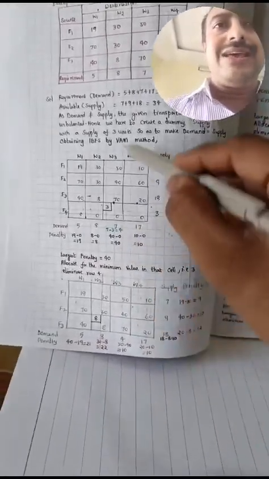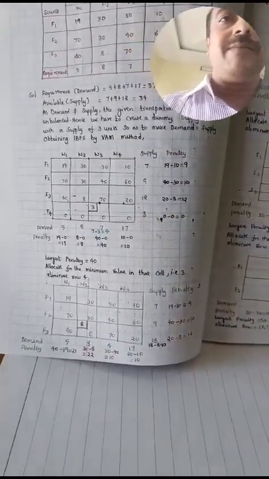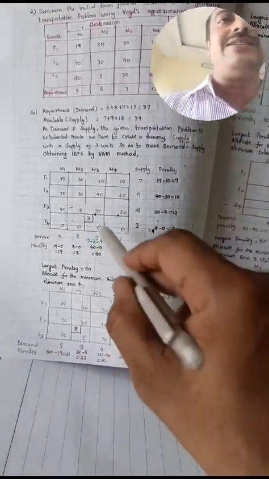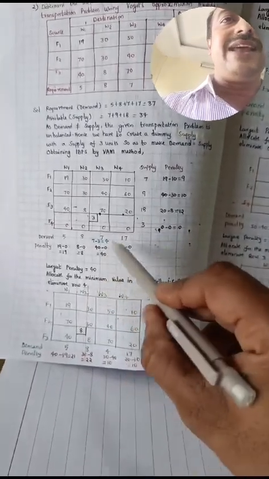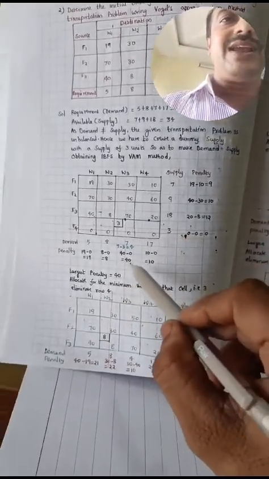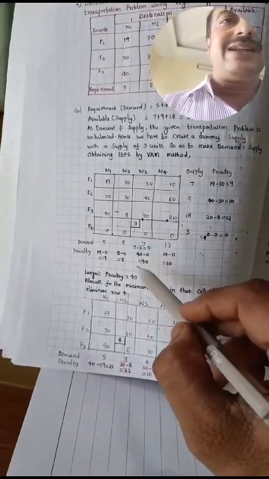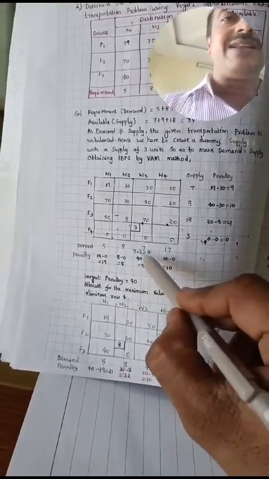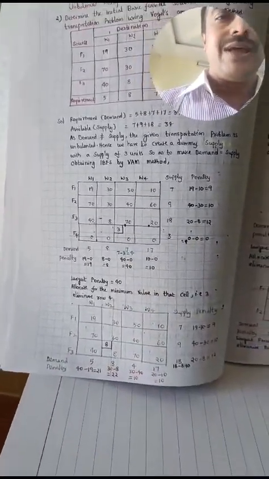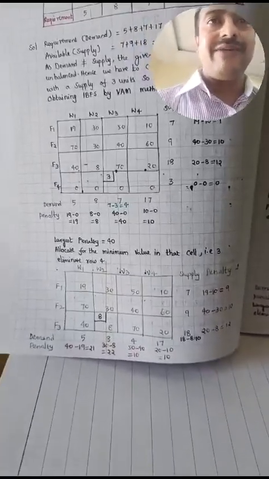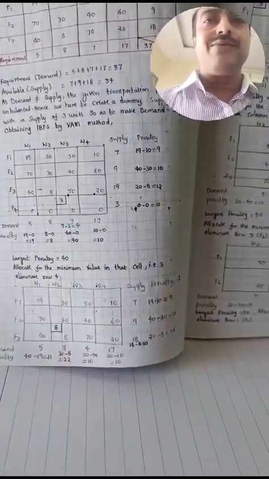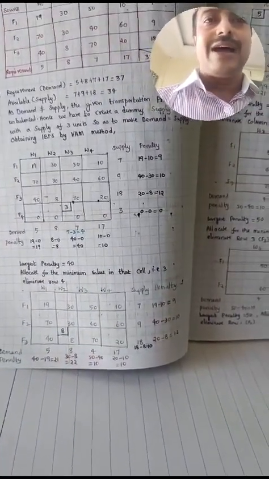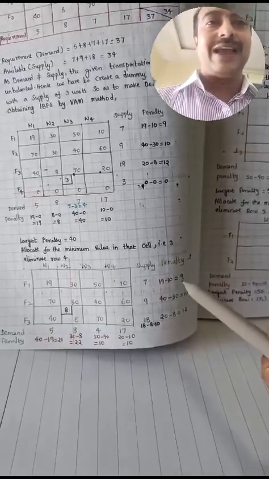So here in this column we will see the minimum value, that is at 0. For this I will allocate the minimum of 3 and 7, that is 3, and I subtract 3 from 7, the remaining is 4. And next I will cancel the last row and move to the next table, and again the penalties are being calculated.